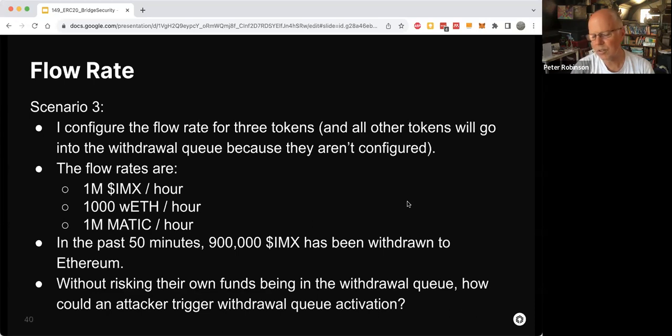So what you could do is observe the withdrawals happening, and then try to front run. A valid user might be withdrawing, say, 50,000 IMX. If you could see that that was going to happen, you could withdraw, say, 55,000 IMX, so that the 50,000 IMX withdrawal would take it over the limit. Then that user would end up in the withdrawal queue and trigger the withdrawal queue for everyone. What that shows is the thresholds that you set need to be carefully set.